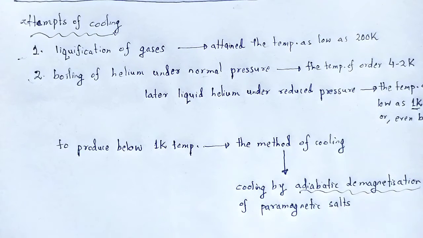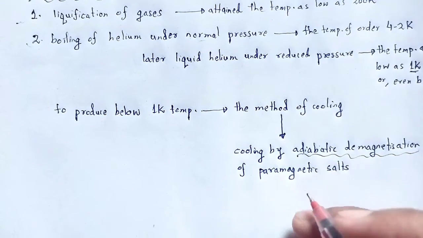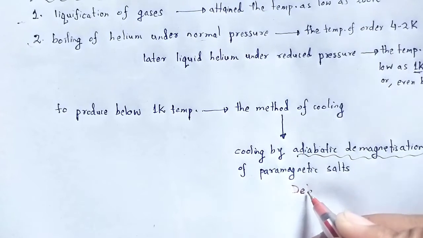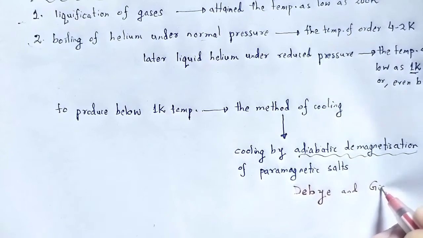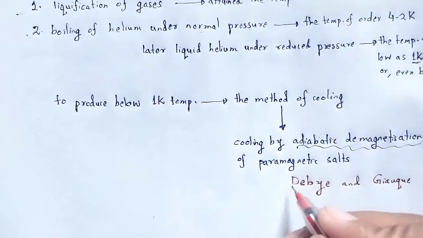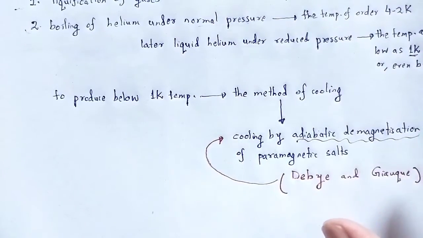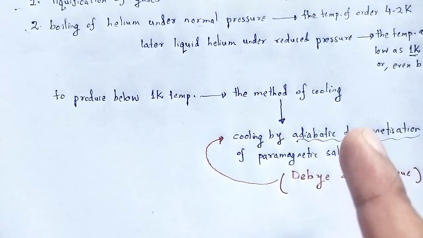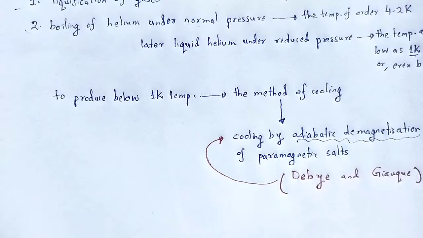This process was proposed by two scientists, one is Debye and another one is Giauque. The two scientists proposed the method of adiabatic demagnetization for cooling. Due to that method, we get temperatures below 1 Kelvin. These are some attempts at cooling procedures.